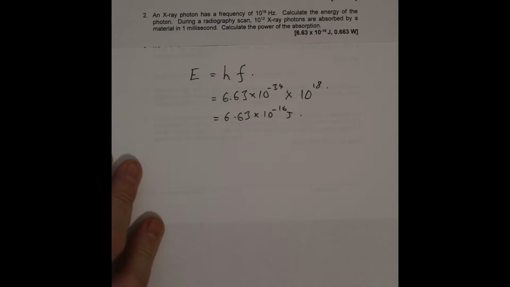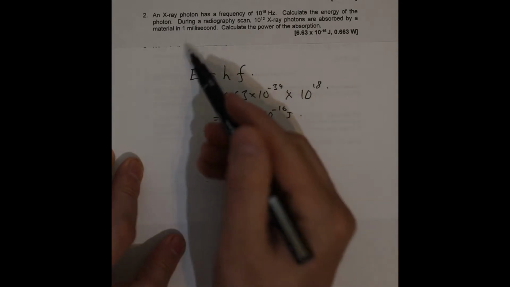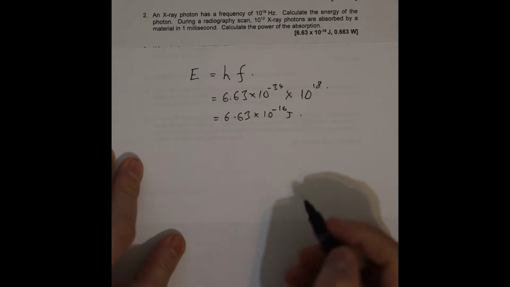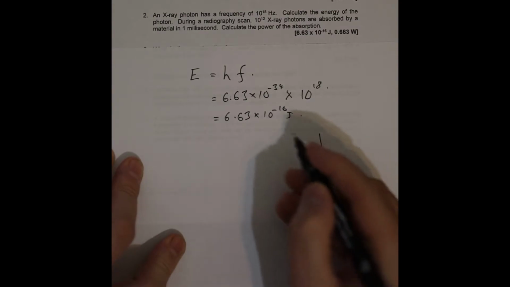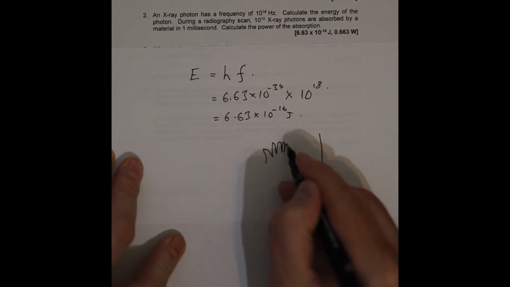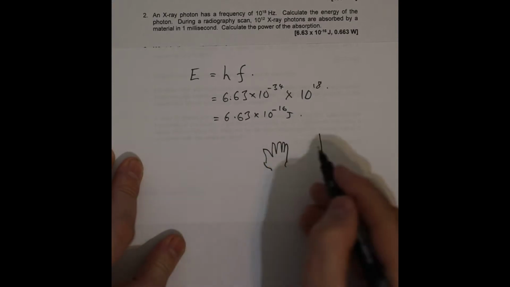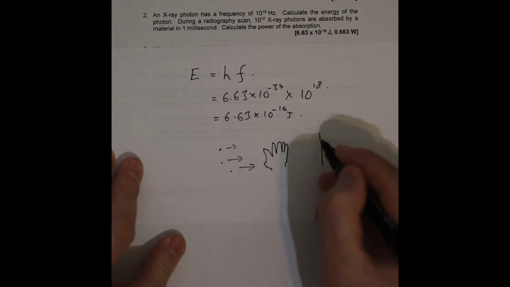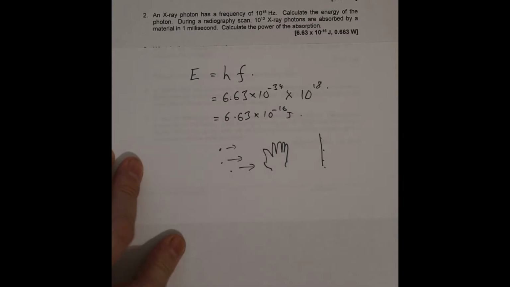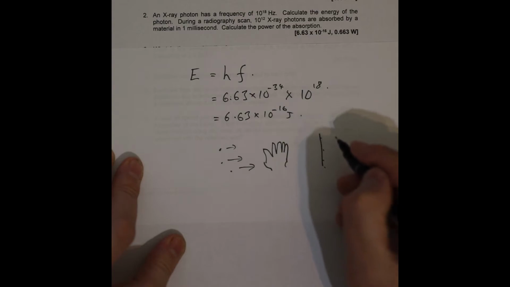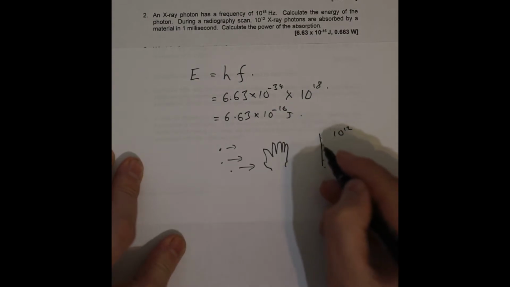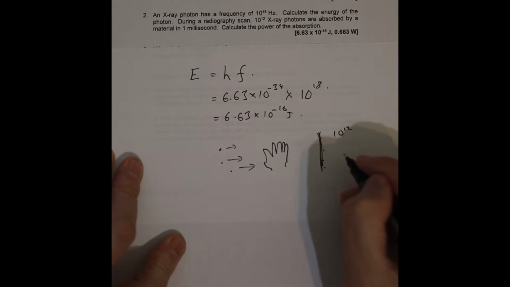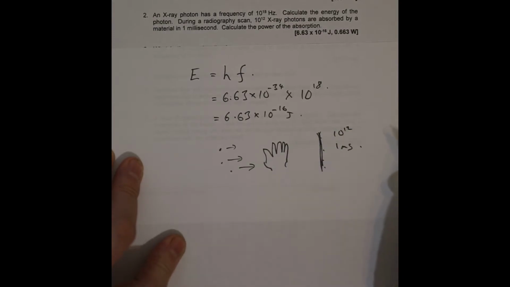Okay, the second part of the question is saying that during a radiography scan, 10 to the power of 12 X-ray photons are absorbed by a material in 1 millisecond. So this material is basically the X-ray film. So what happens when you look at your X-ray scanner is you have a film here. Imagine you put your hand in the scanner, and you can think of the irradiation by the X-rays as lots of these individual photons flying through your hand and then hitting the scanner at a point here. So basically it's saying that 10 to the 12 of these particles hit this film in 1 millisecond.